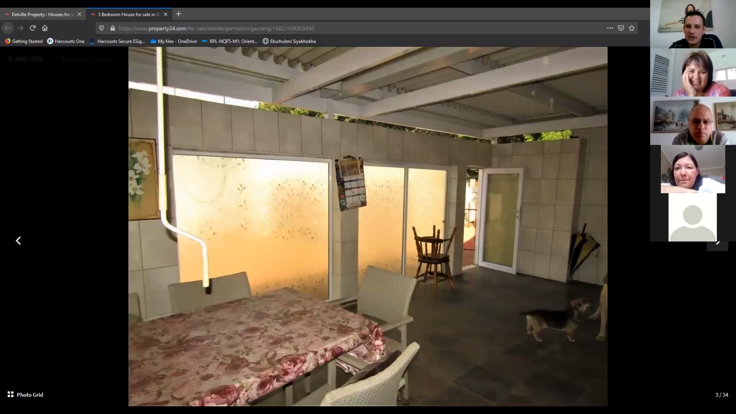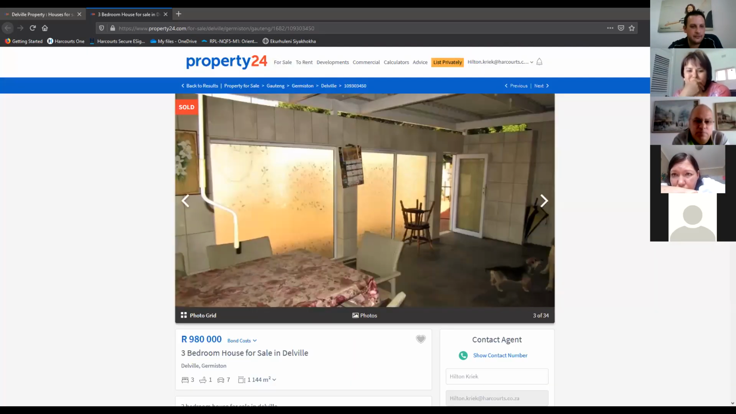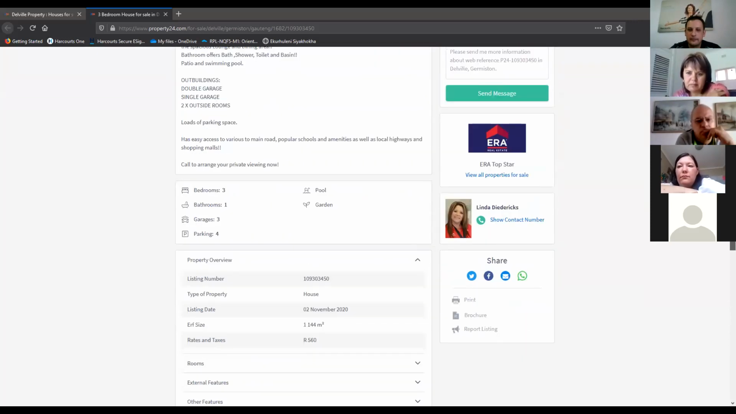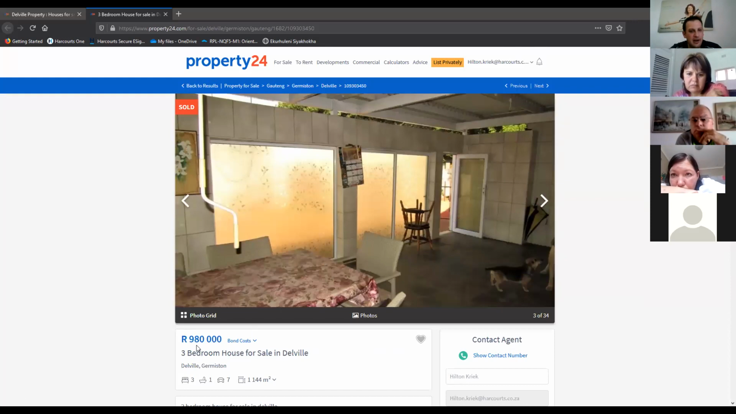Okay, so I've got a really good idea of what this property has to offer. It's the only 3-bedroom, 1-bathroom house in Delville at the moment that's for sale. When I go and have a look at the property I'm going to see, I'm comparing it to this one. This property has been on the market since the 2nd of November 2020, so it's been on the market for quite a while. It tells me that the price was probably a bit high for 980, so they probably sold it at around 900,000.